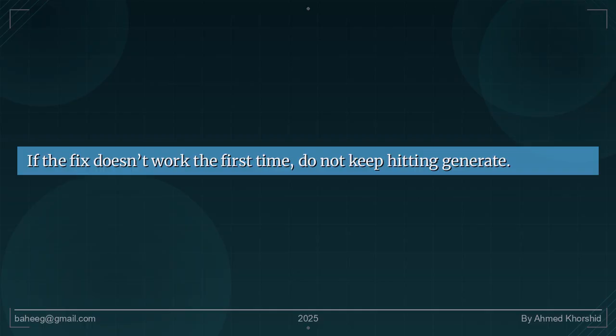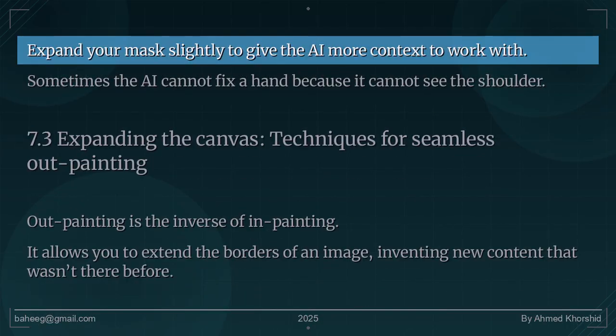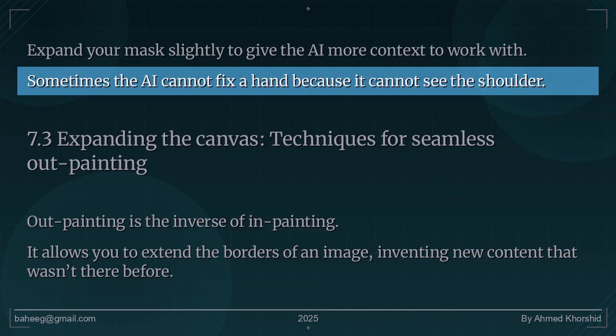If the fix doesn't work the first time, do not keep hitting generate. Expand your mask slightly to give the AI more context to work with. Sometimes the AI cannot fix a hand because it cannot see the shoulder.